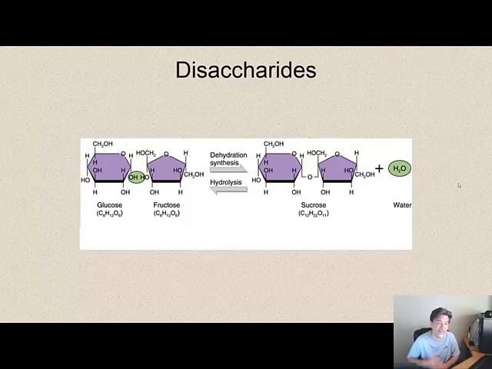Disaccharides are formed by combining 2 monosaccharides in what type of reaction? Dehydration synthesis or condensation, correct? So we're going to form, in this particular example, sucrose, which is commonly known as table sugar, right? And so we take a glucose molecule and a fructose molecule. They both have OH groups coming off one of their carbon compounds. The OH from one and a hydrogen from the other will combine to form water. You'll notice it on the right side of the equation. It's one of the products.